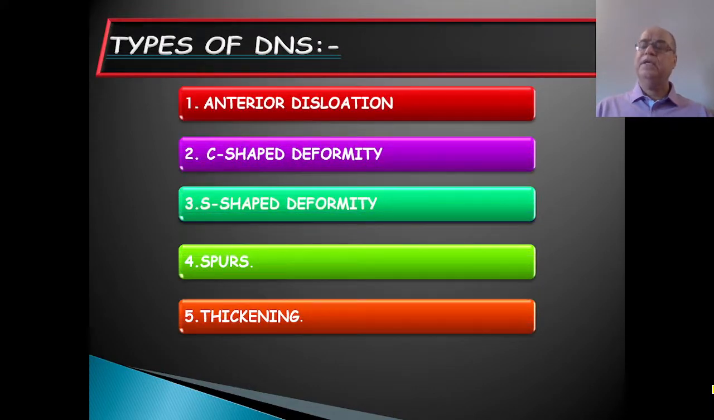There can be anterior dislocation, there can be C-shaped deformity of the nasal septum, or S-shaped deformity, or there can be only a bony spur at the osteocartilaginous junction. Or, because this is due to trauma, there may be a septal hematoma which was neglected, so it became organized. Instead of being infected and leading on to septal abscess, it became organized, and that led to what we call thickening of the nasal septum.